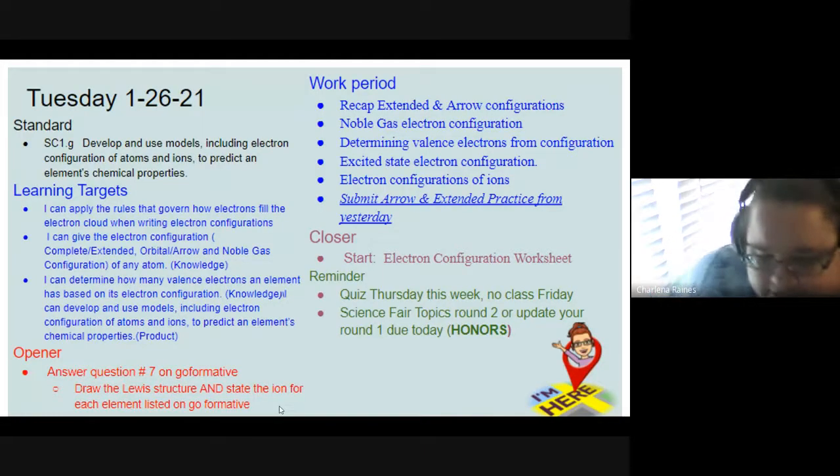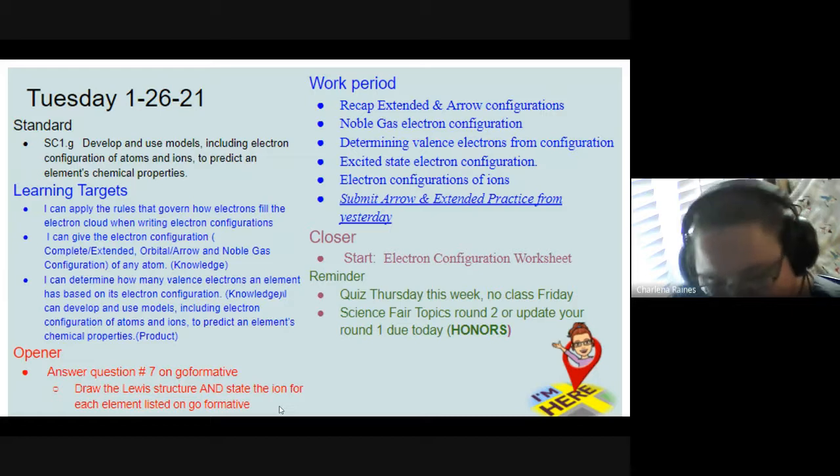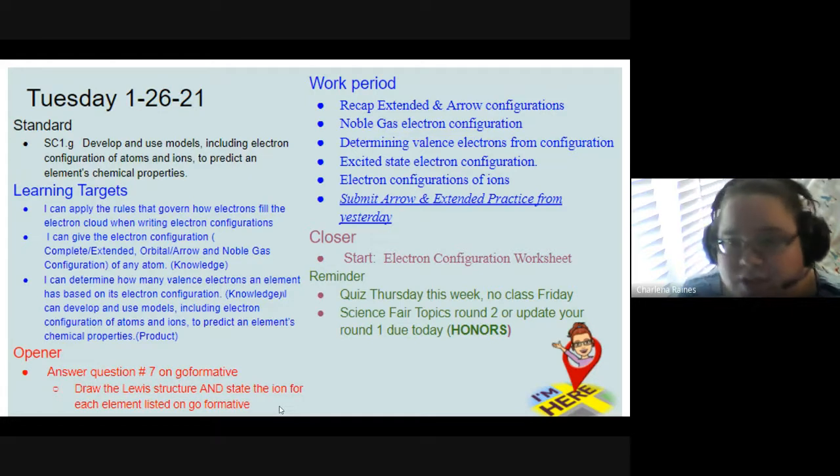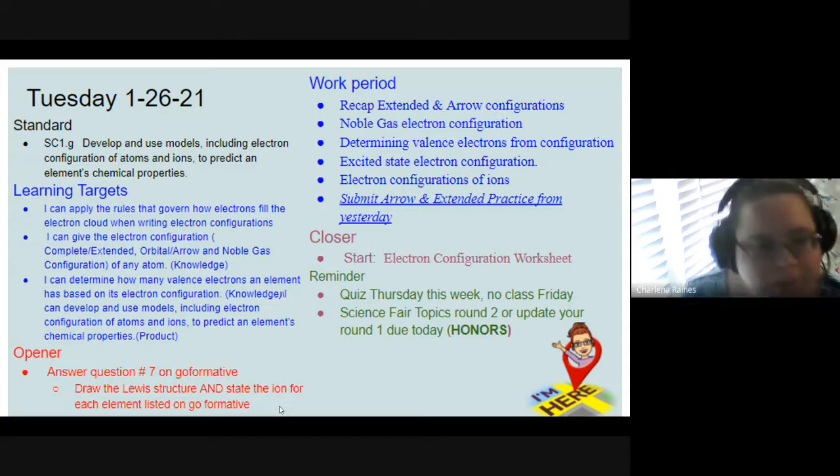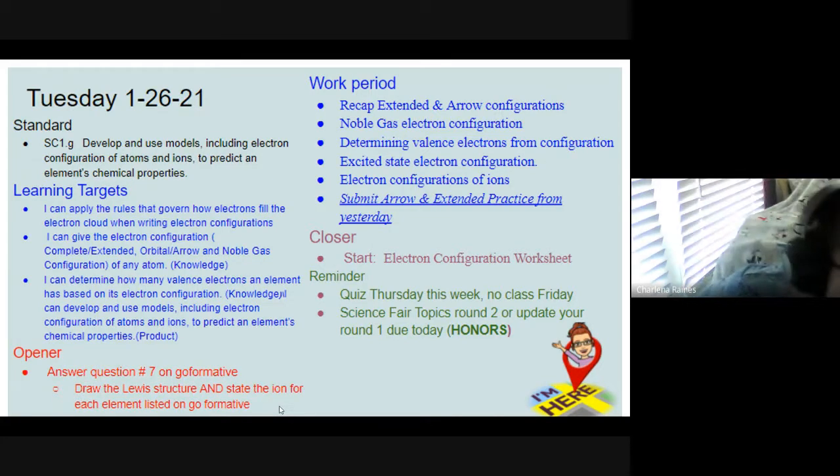Hello, Academy students. Today we will finish up our lessons on electron configuration. I'm going to start with a short recap of what we saw yesterday with the extended and the arrow configurations, and then go into the shortcut for configurations and a couple other things that you can do with electron configurations.